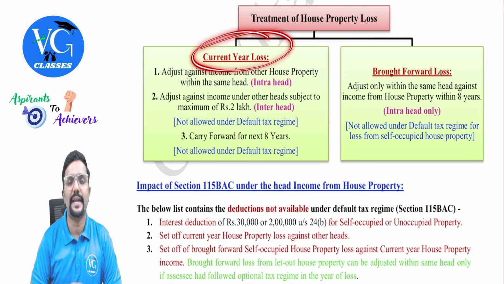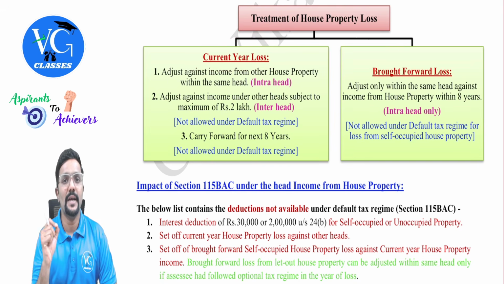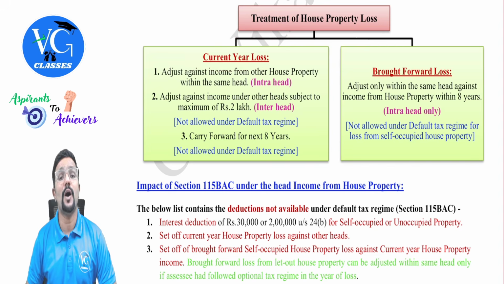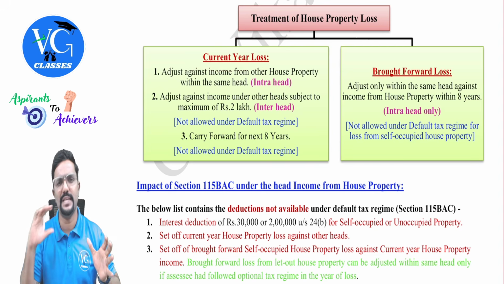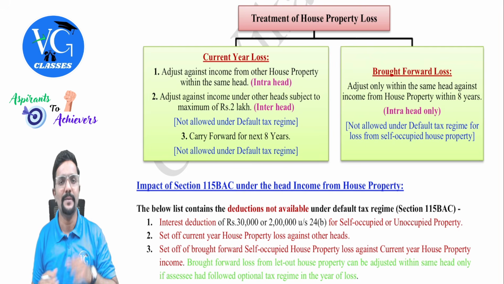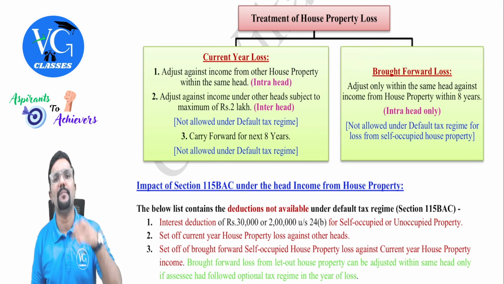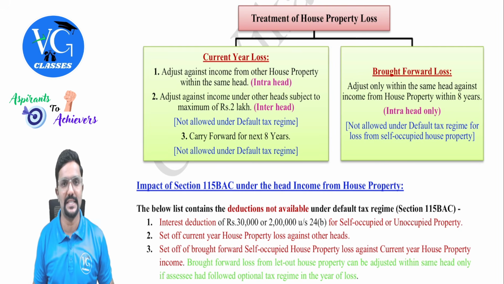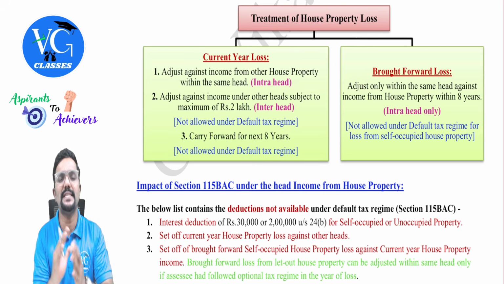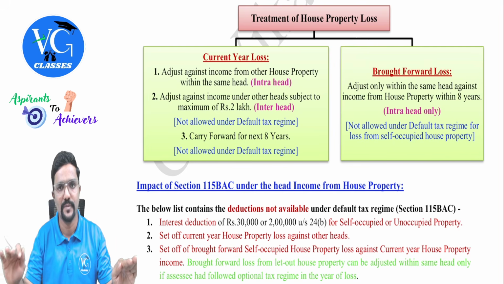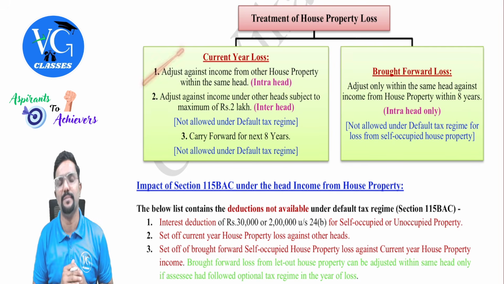So first let us deal with current year loss. In the current year, if the assessee has any loss from house property, whether it is let out, deemed to be let out, or self-occupied, can he adjust it against the income from other house properties? Yes, he can adjust it. Within the same head, he can adjust it without any monetary limit. Okay, sir. There is no monetary limit for it.